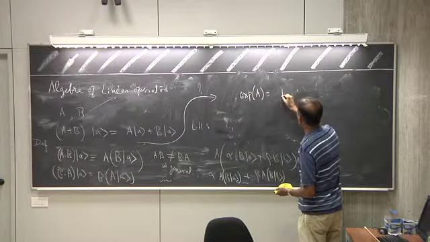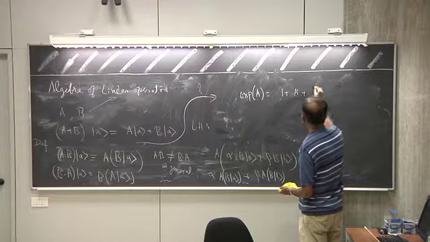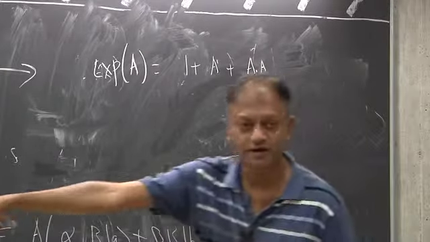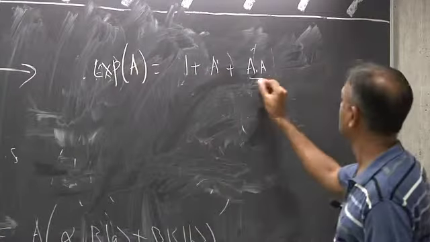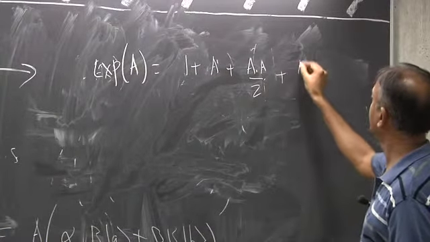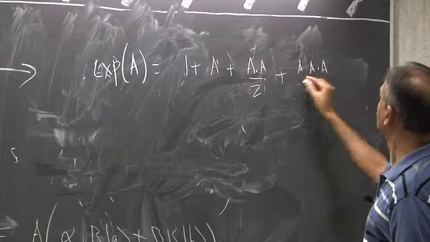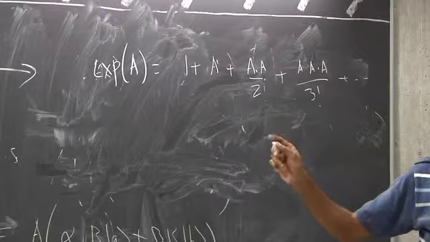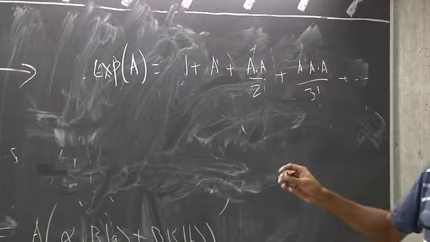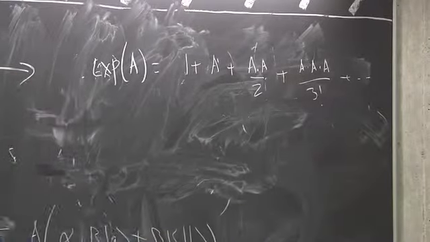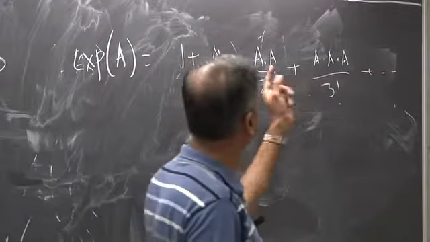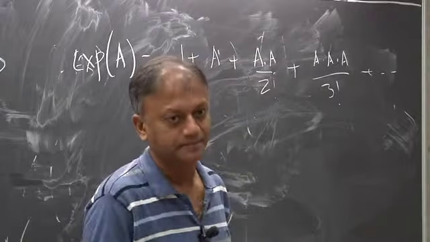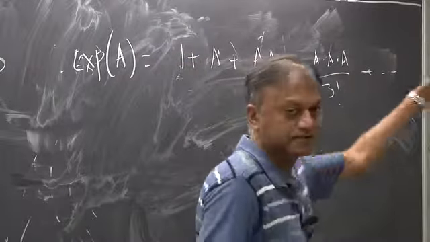That by definition is 1 plus A plus A squared, in this sense A times A, the way we have defined the product, divided by 2 factorial, plus A times A times A divided by 3 factorial, and so on. This infinite sum will be the exponential of A. Since we have defined the rule of product, you just apply that for the same element A, not A times B, but A times A, and A times A times A and so on.